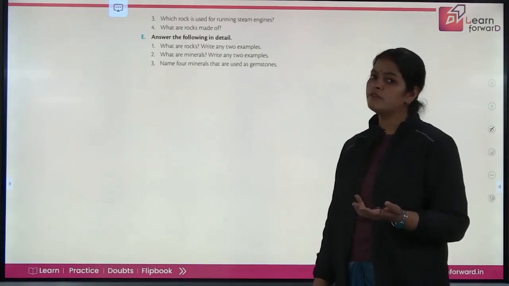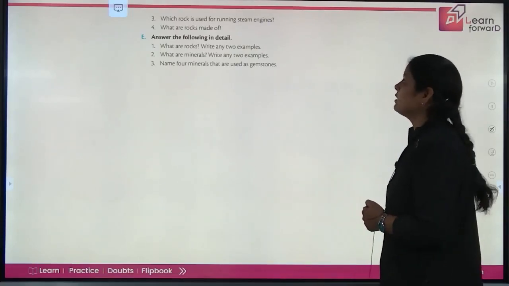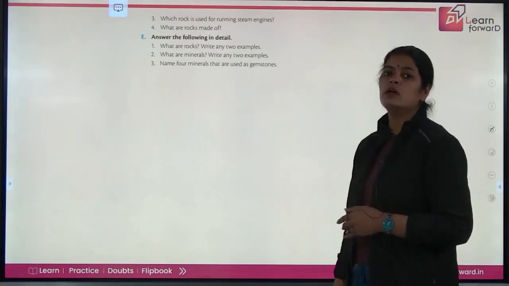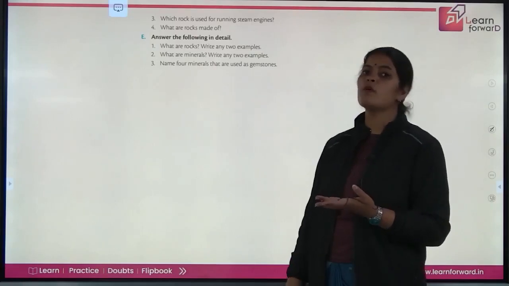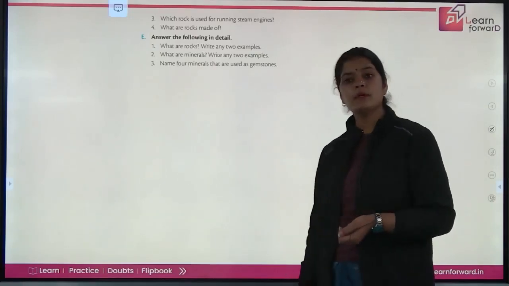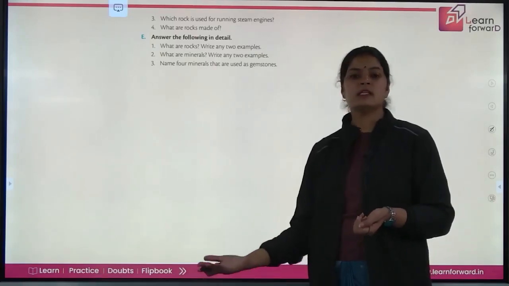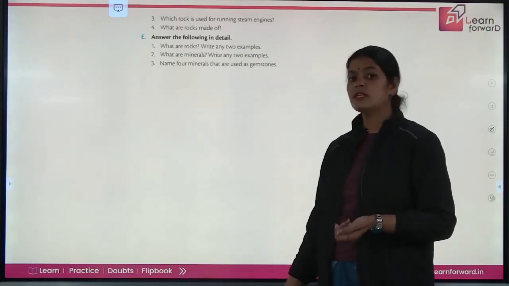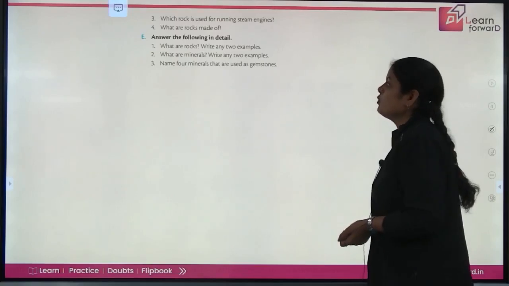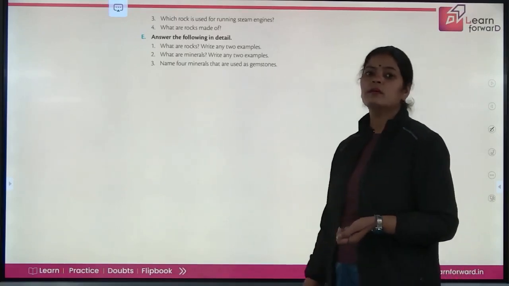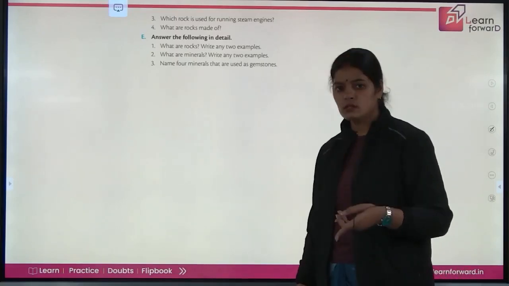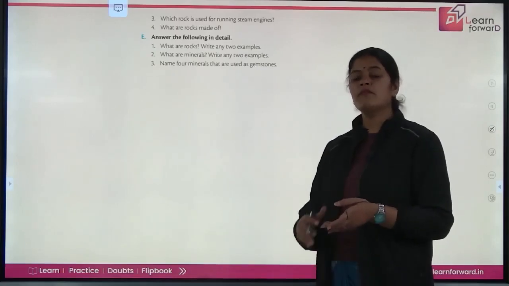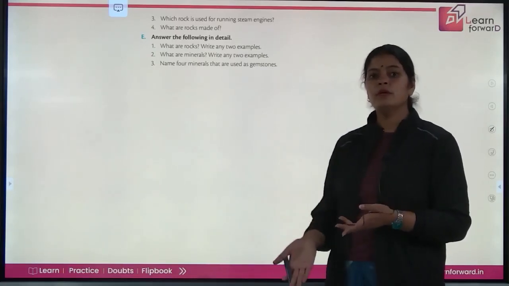What are rocks made of? Rocks are made up of minerals. What are rocks? Rocks are strong materials that are made up of minerals. Write any two examples: granite, and you can write slate, marble, sandstone. What are minerals? Minerals are something that makes the rocks. Every rock is made up of one or two minerals.